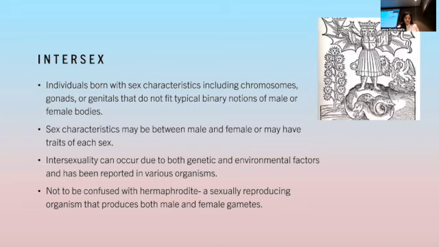Intersex is a term that describes people born with sex characteristics, including chromosomes and gonads, for instance, that do not fit typical binary notions of male or female. Sex characteristics may be between male and female, or they might have separate traits of each sex. Intersexuality can occur due to both genetic and environmental factors and has been seen in various organisms. This term is not to be confused with hermaphrodite, which is a sexually reproducing organism that produces both male and female gametes. Examples of hermaphrodites are snails, starfish, and banana slugs. These animals can self-fertilize.